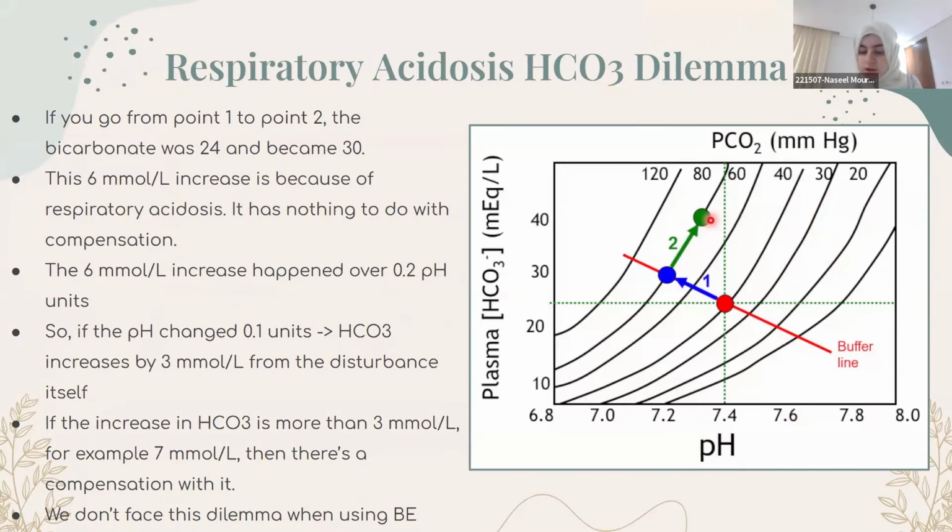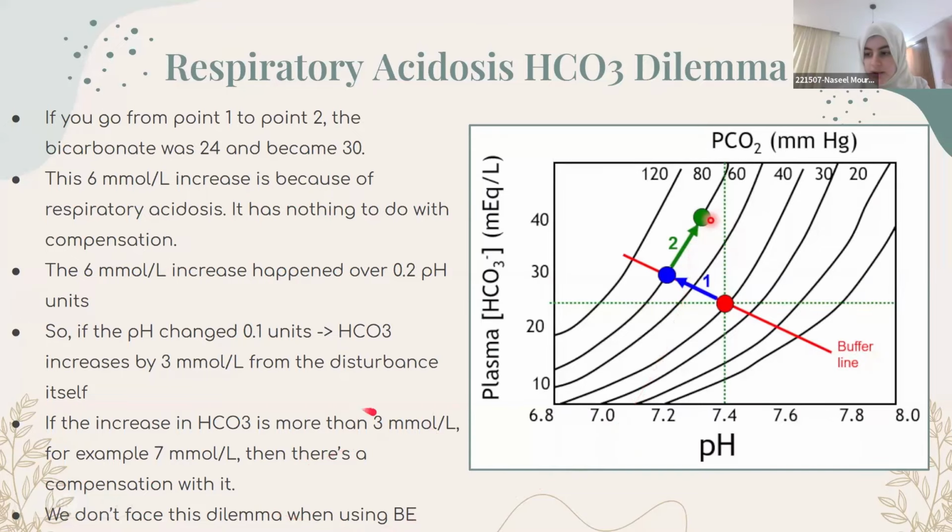If it's greater than 3, it's compensated. Keep in mind, I'm saying this is over a pH change of 0.1 units. So if I go from 7.4 to 7.3, I expect the bicarbonate to increase by 3 only if it's not compensated. However, if I went from 7.4 to 7.3, and for example, my bicarbonates increased by like 10, this means that I'm having compensation.